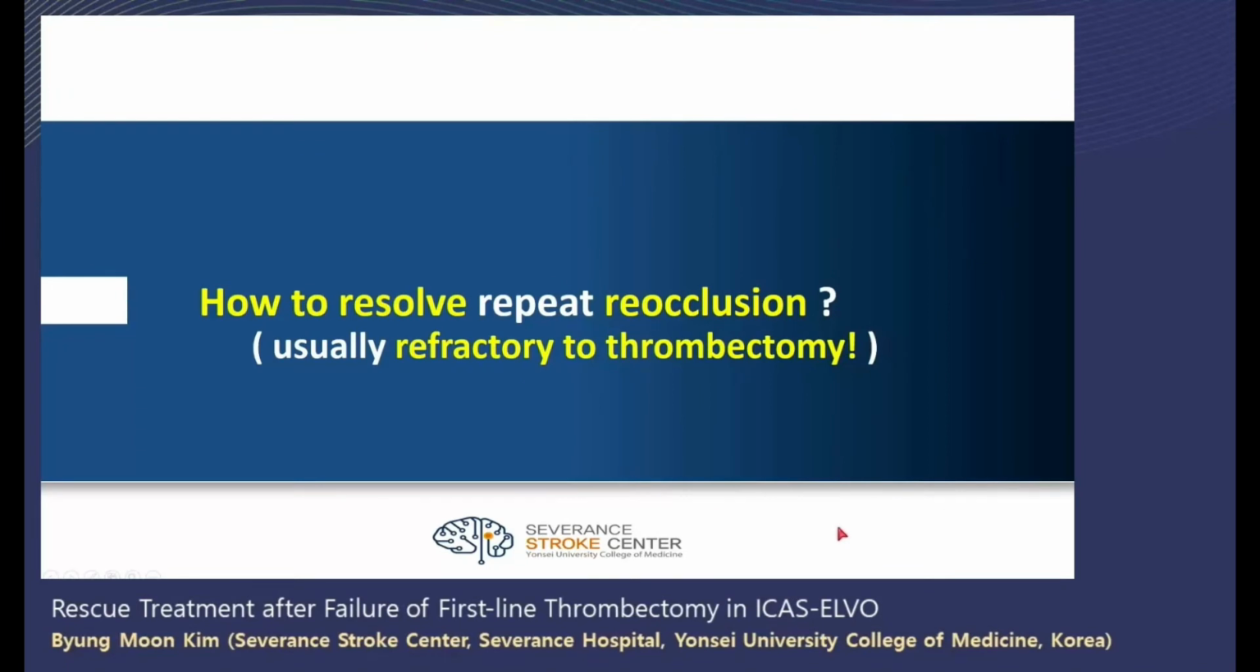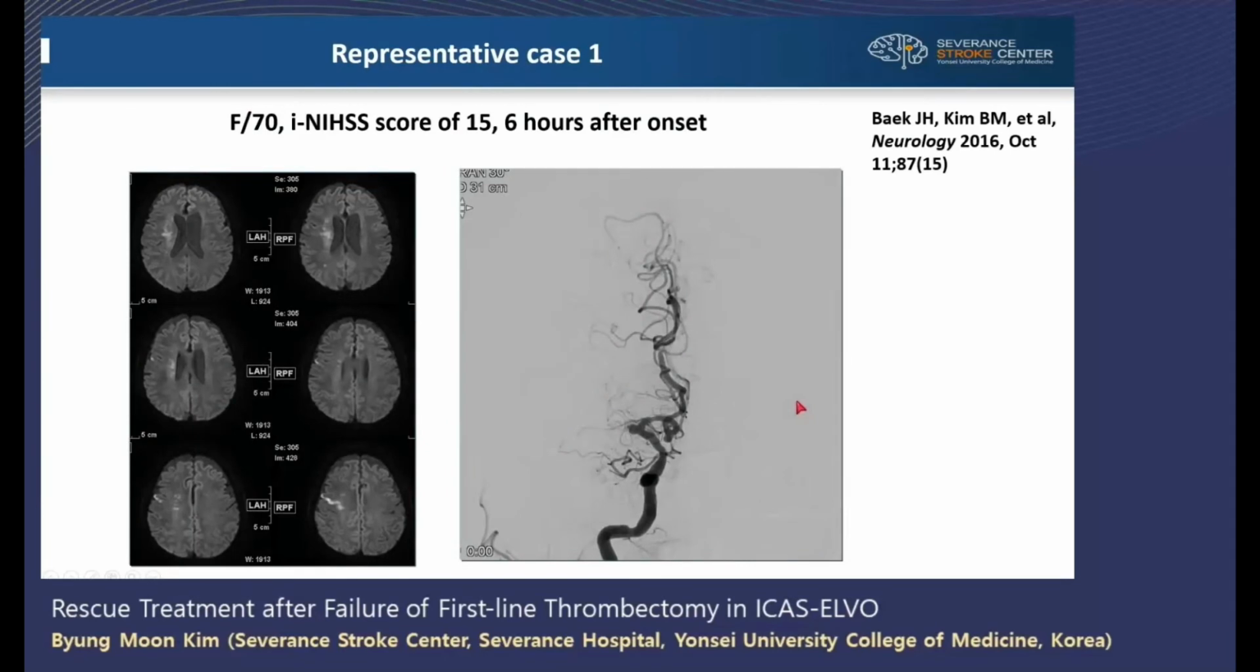From now on, I will move on to how to resolve repeat reocclusion. This is usually refractory to standard mechanical thrombectomy. Let me show you a typical case. The initial diffusion-weighted image shows a small area of infarct in the right hemisphere. Angiogram shows right MCA occlusion.